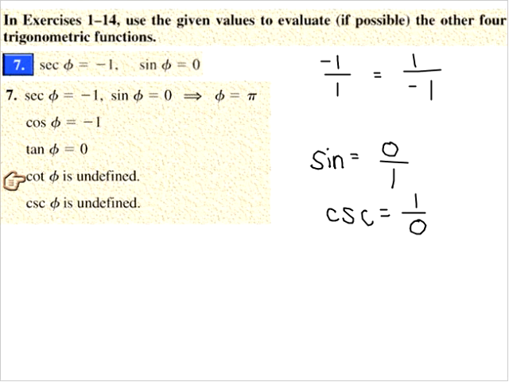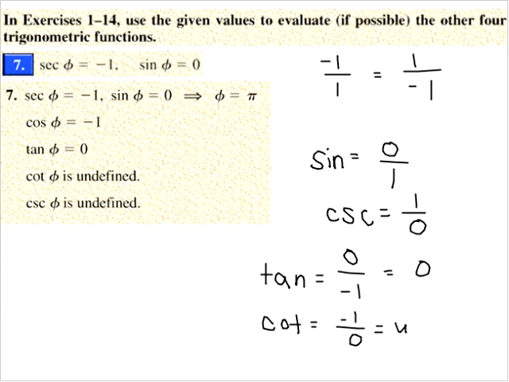That leaves tangent and cotangent. Tangent is sine over cosine, so that is 0 over -1, which is just 0. And then cotangent is that reciprocal, which is -1 over 0, which is undefined, because you can't have 0 in the denominator of a fraction.